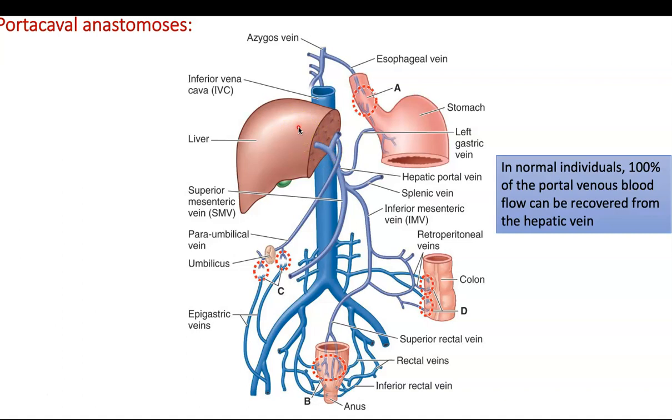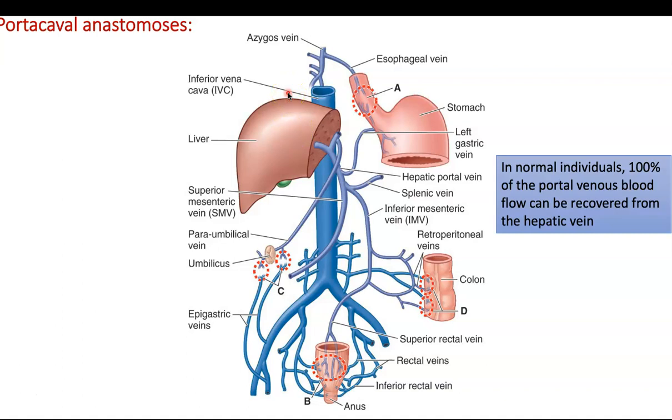At some point, they don't let any blood flow through the liver parenchyma. Now, when this happens, the pressure in the portal system goes up. That is a situation we call portal hypertension, which means pressure in the portal circulation is high. Why? Because the portal blood cannot travel through the liver parenchyma to be drained into the hepatic vein.